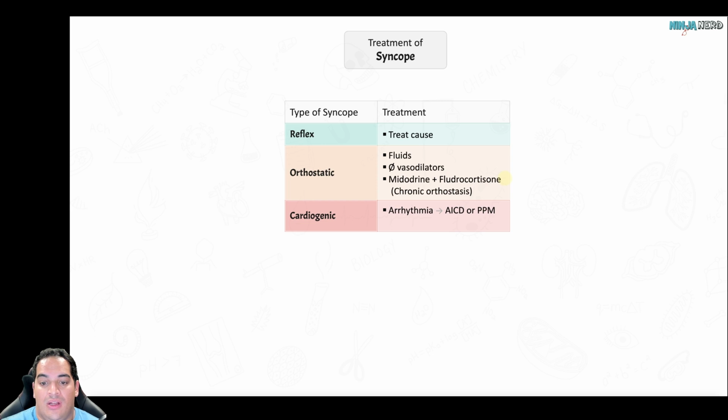Treat the underlying cause. For example, if they have an arrhythmia, they need an AICD or a permanent pacemaker. Right? AICD for VTAC or VFib, and then a permanent pacemaker for the bradycardia. And if it's mechanical, you have to treat that cause. Is it aortic stenosis, HCM? Treat the cause accordingly.